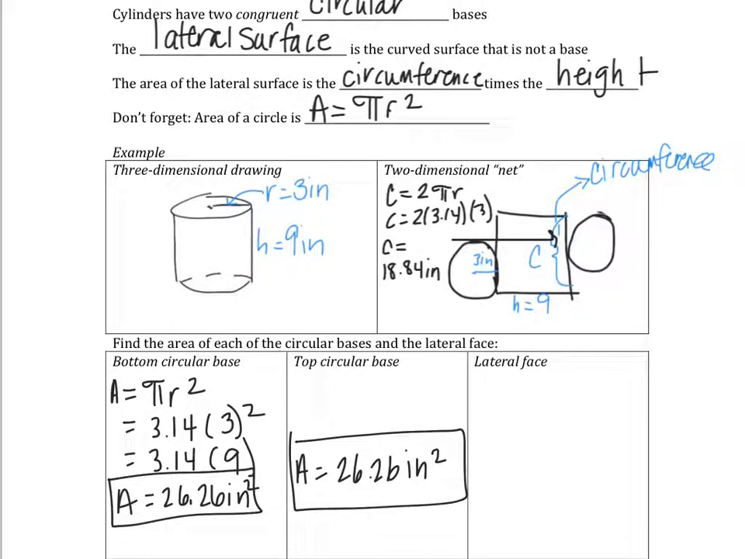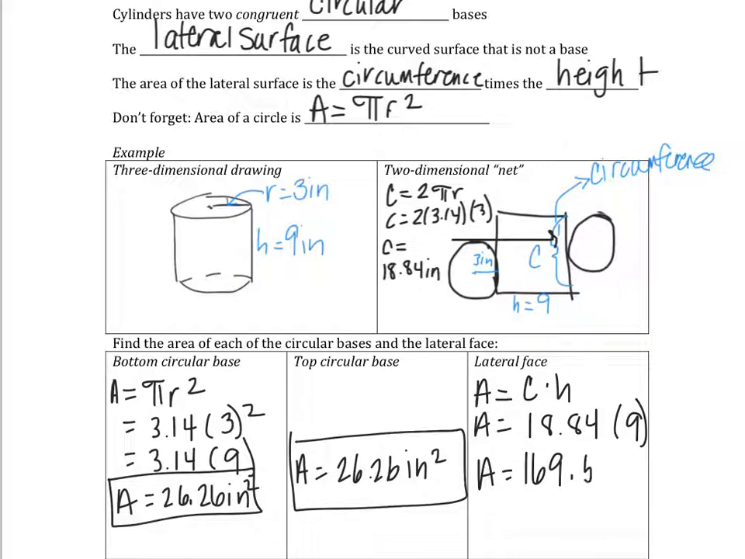Okay, and now the lateral face. So the lateral face, again, is going to be this rectangle right here. The formula for that is going to be the area is base times height. And we know the base is the same as the circumference. So we're going to put circumference times height. That circumference we already found, and that was 18.84 times the height is 9. So the area of the lateral face is going to be 169.56 inches squared.